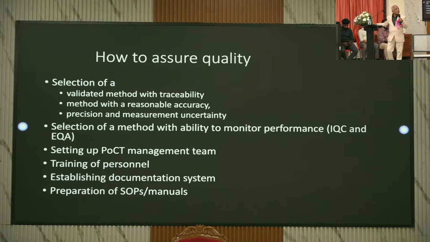Validated method with traceability, method with a reasonable accuracy. See, now the HIV test, they are coming under the EQUAS program. So, HIV, all these immunochromatography tests are validated and there is a quality control also. EQUAS as well as IQUAS, both are available. And method with a reasonable accuracy, precision and measurement uncertainty. Precision should be there and uncertainty should be decreased. And selection of a method with the ability to monitor performance, that's with the IQC and external quality assurance.